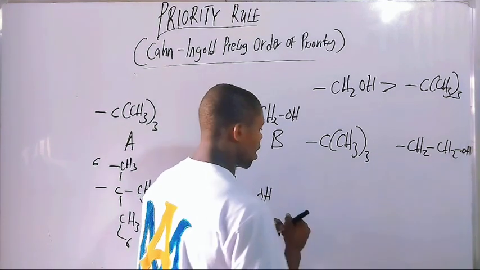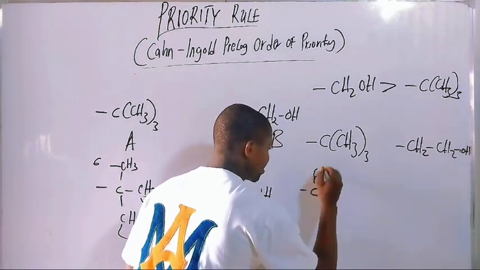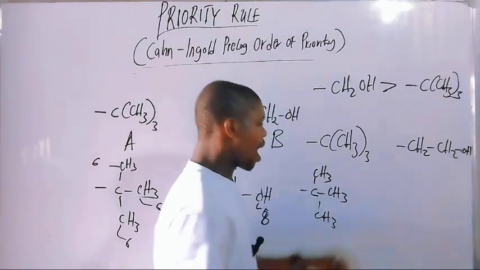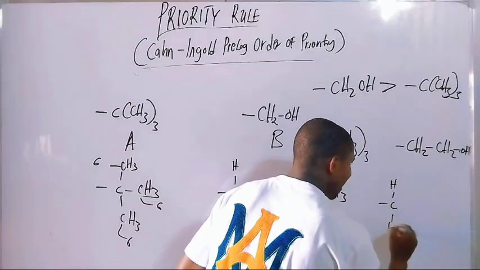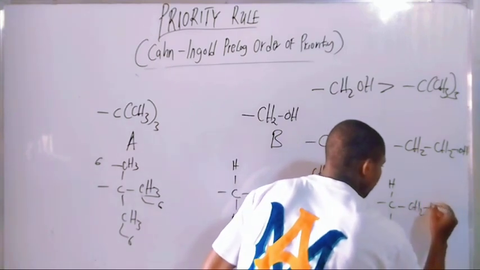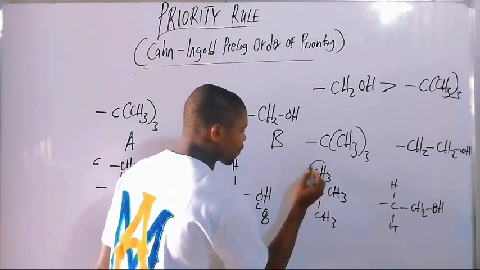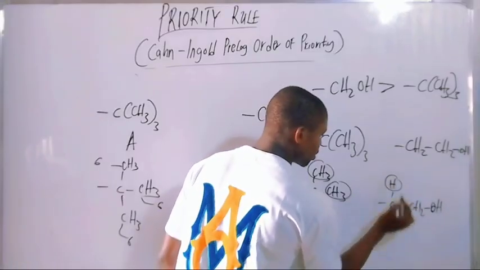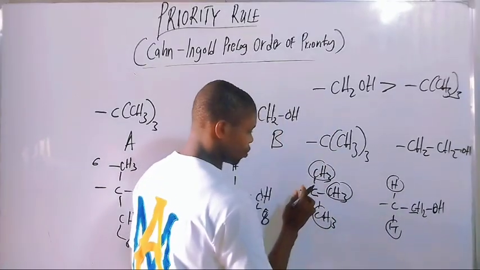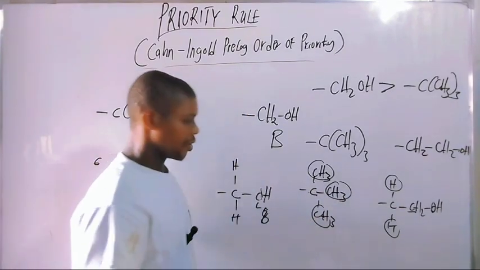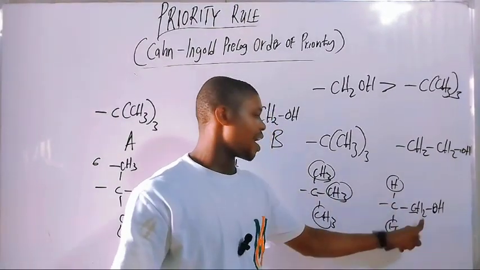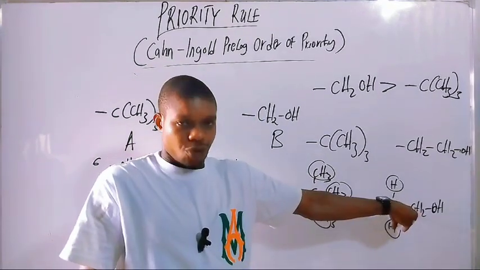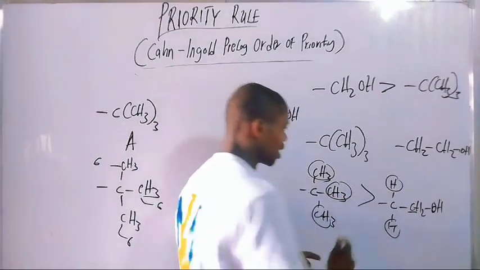If you check it very well, here we have carbon, CH3, and what else? Now here we have hydrogen. Here we have CH2OH. So if you check it very well, here we have carbon and carbon directly attached to each other. Here we have hydrogen and carbon attached to each other. Do you understand? Therefore, this one will attract this one because this carbon has three carbons, but this only has one carbon. Do you understand? So this one is greater than this other one.